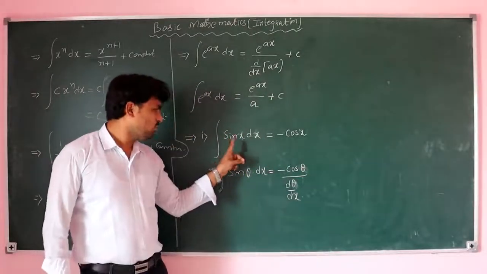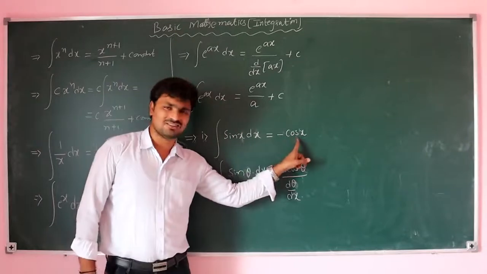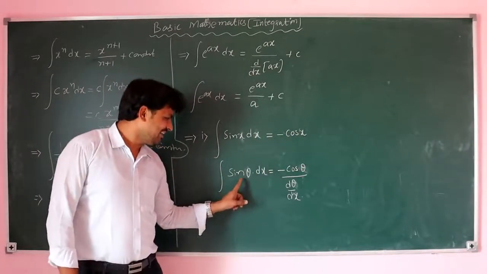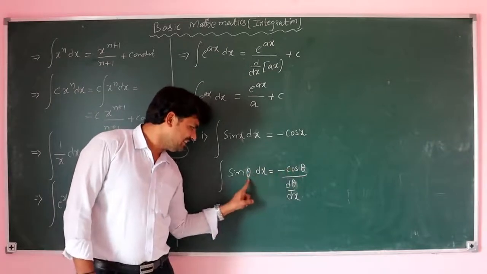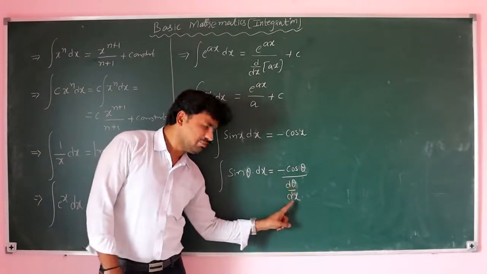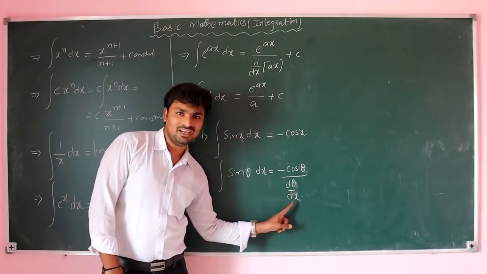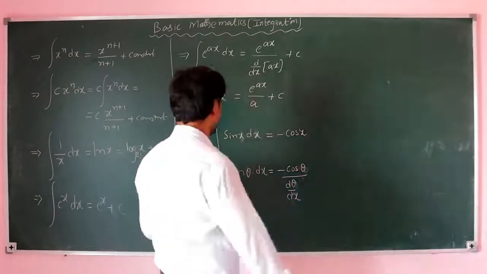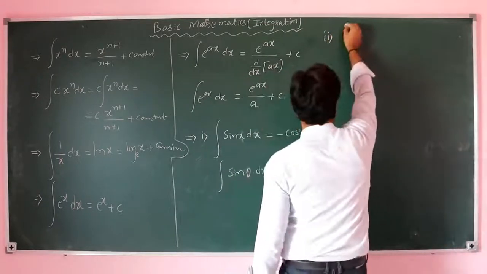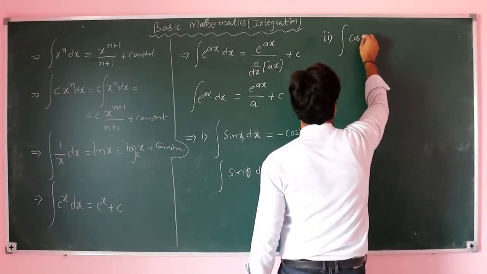So sine integration is cos. And again, theta integration means we have to divide by d theta by dx. Divided by d theta by dx we have to take. And the second, you can take integral cos x dx.